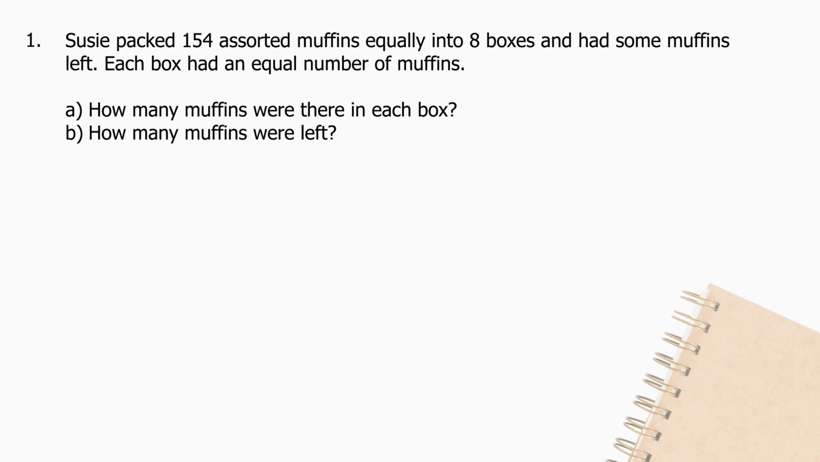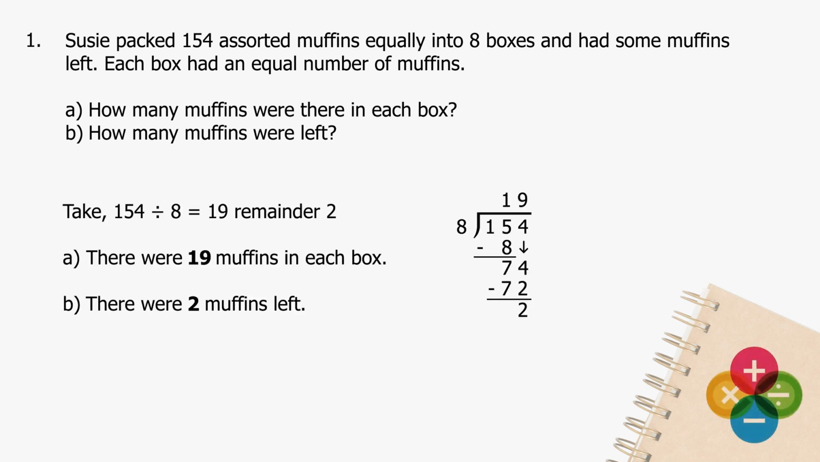Susie packed 154 assorted muffins equally into 8 boxes and had some muffins left. Each box had an equal number of muffins. A. How many muffins were there in each box? B. How many muffins were left? Dividing 154 by 8, the quotient will be 19 remainder 2. A. There were 19 muffins in each box. B. There were 2 muffins left.